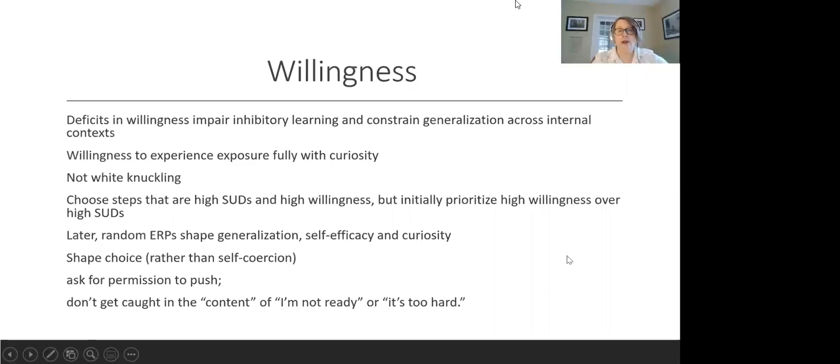But then later on, what we want to do to really help with generalization is we want to do random exposures, over the top exposures, and increase people's bandwidth for being surprised, improvising, self-directing, and all of those things, right? I certainly will push if I'm given permission, and I often ask for that, to really coach very big exposures.